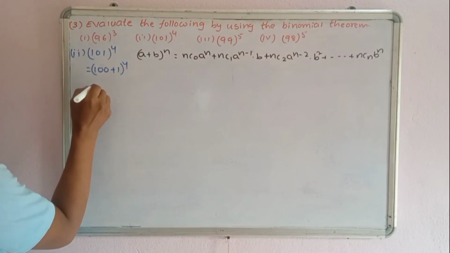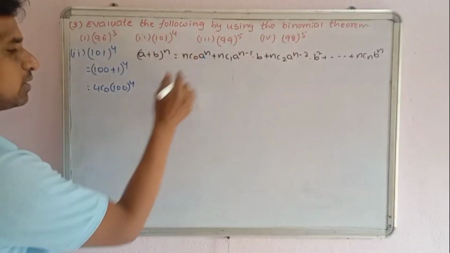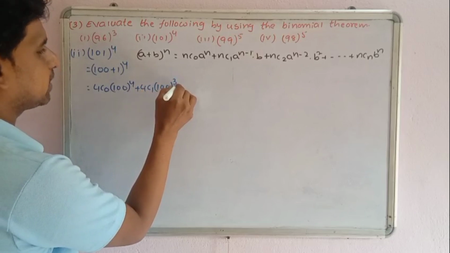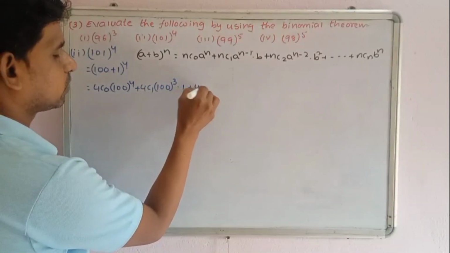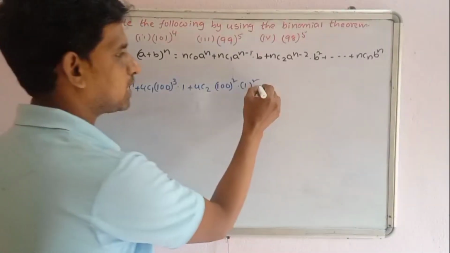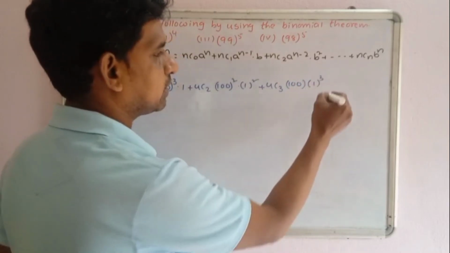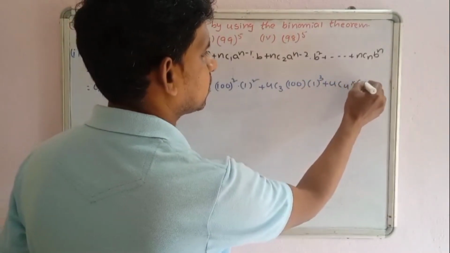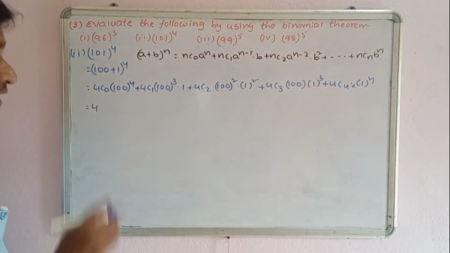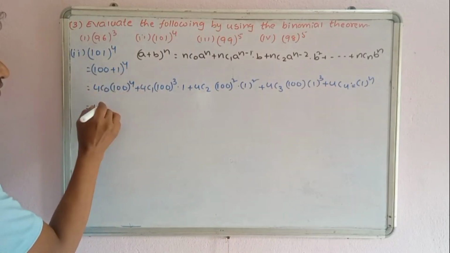So how to write this? First step, 4C0 100 power 4, plus 4C1 100 power 3 multiplied with 1, plus 4C2 100 square multiplied with 1 square, plus 4C3 100 times 1 power 3, plus 4C4 into 1 power 4. Now 4C0 value is 1. 1 into 1 power 4 is 4. 1 power 4 is 1 only.